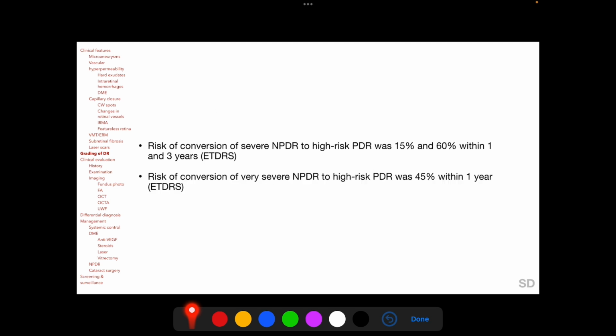And the importance of grading severity of diabetic retinopathy lies in the fact that in the ETDRS clinical trial, the risk of conversion of severe NPDR to high-risk PDR was found to be 15% and 60% within 1 and 3 years of diagnosis of severe NPDR. We'll be defining what high-risk PDR is in the session on PDR. The ETDRS clinical trial also found that the risk of conversion of very severe NPDR to high-risk PDR was even greater at 45% within 1 year of diagnosis of very severe NPDR.